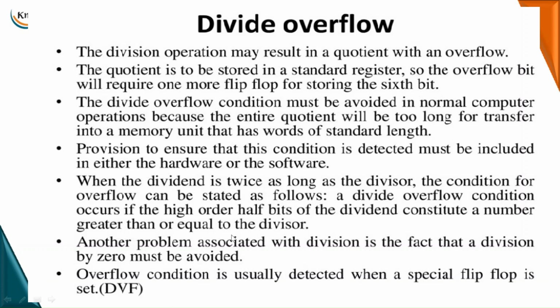Another problem associated with division is that division by 0 must also be avoided. Your hardware or software should have a provision to identify these types of situations which occur in a division operation and take the proper measures so that it doesn't cause any wrong results.